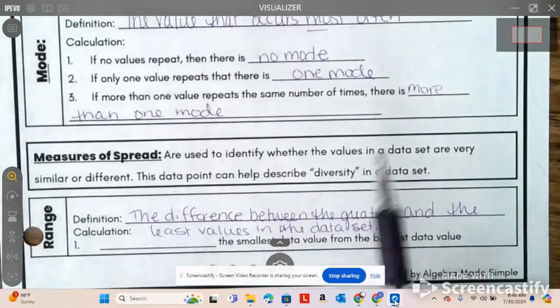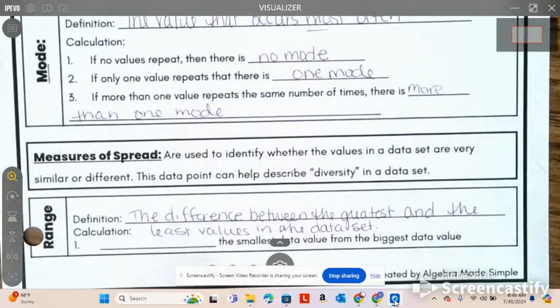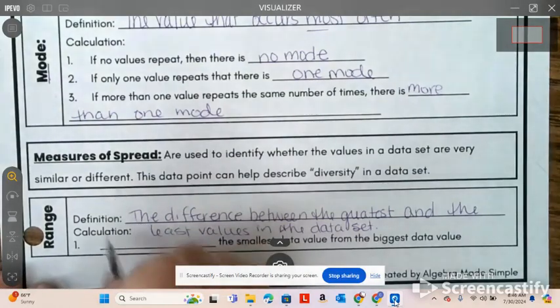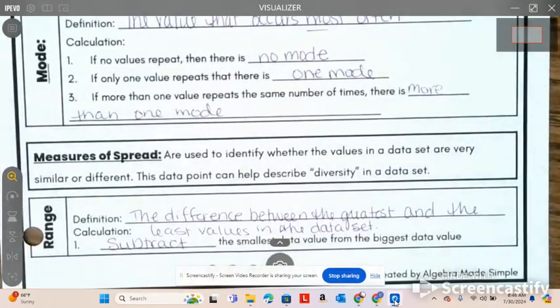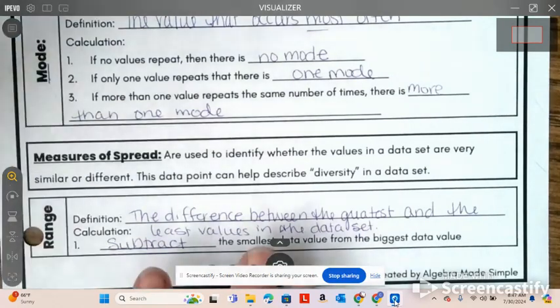Now, if you already found the median, then your numbers should already be in order from least to greatest. And so what we're going to do is take the biggest number and subtract the smallest number, and that's going to give us the range. So right here we would say subtract the smallest data value from the biggest data value. Okay, so we want to find median first because then our numbers will all be in order, and then when we come down here to find the range, we just take the biggest number in our list minus the smallest number in our list.